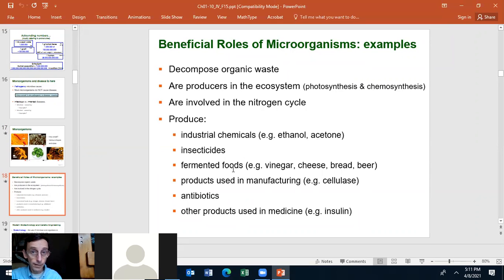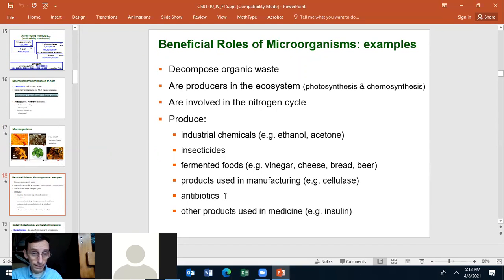All fermented foods are made by microorganisms, and that includes things such as vinegar, all cheeses, most leavened bread. Unleavened bread does not use microorganisms, but most leavened bread is made by microorganisms, and it's fermented to make the leavening. Beer and wine are also made by microorganisms. Many of the products used in manufacturing are made by microorganisms. One example is cellulase.